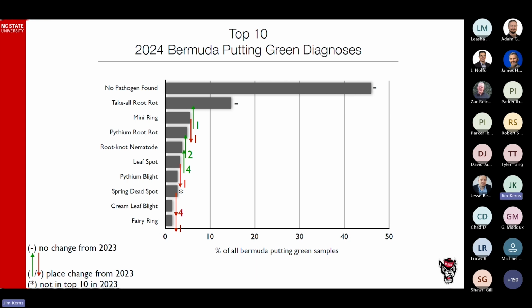But I'm not seeing it increasing, although we didn't see a decrease in 23. I still think there's some things that we're missing there. We had a little uptick in fairy ring, a little downturn in Pythium root rot, but you see an uptick in root knot nematode. Okay, so once again, root knot may be something, and it is something our program is focusing on in the future to figure out what is different about managing this particular nematode species.